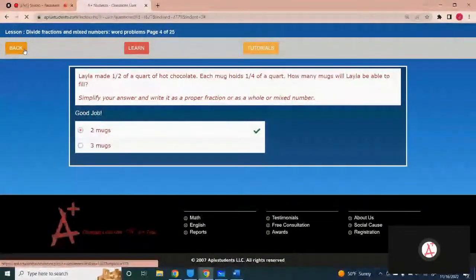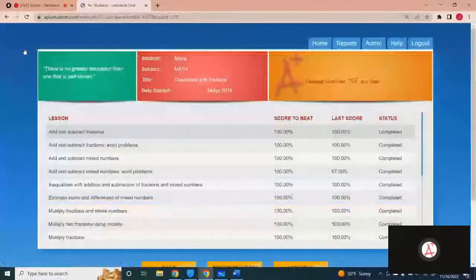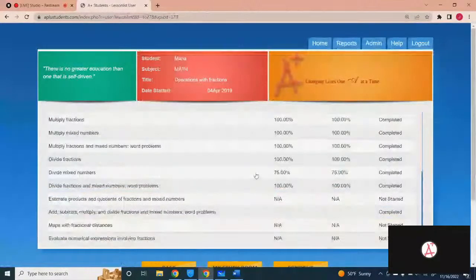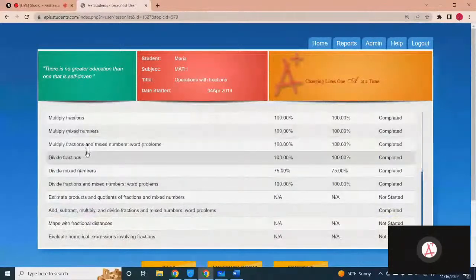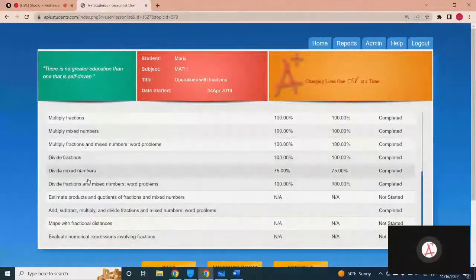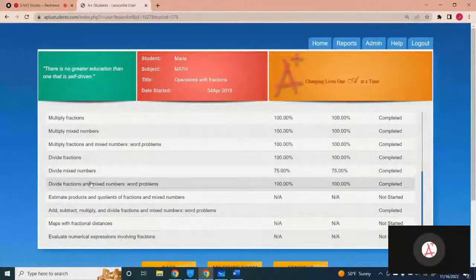So we have covered 4 topics today. The topics are: multiply fractions and mixed numbers word problems. Then we did divide fractions. Then we did divide mixed numbers. And then we did divide fractions and mixed numbers word problems.